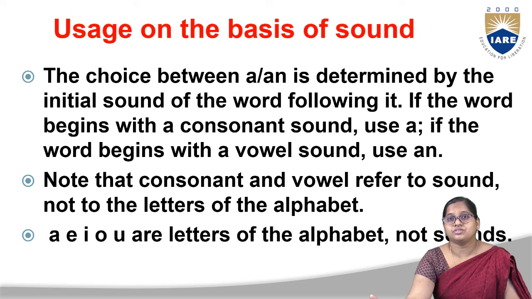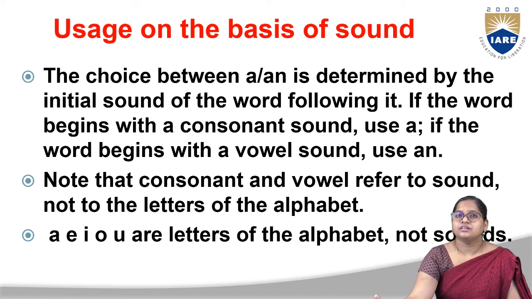And for any consonant sound, P, B, G, T, you can use the indefinite article a. Whereas for these vowel sounds, A, E, I, O, U, you can definitely use the indefinite article an.